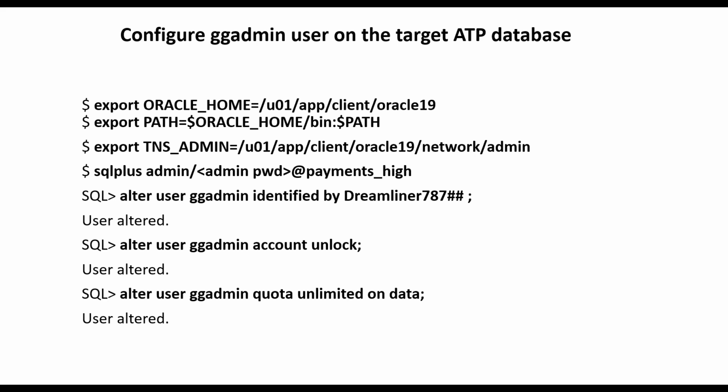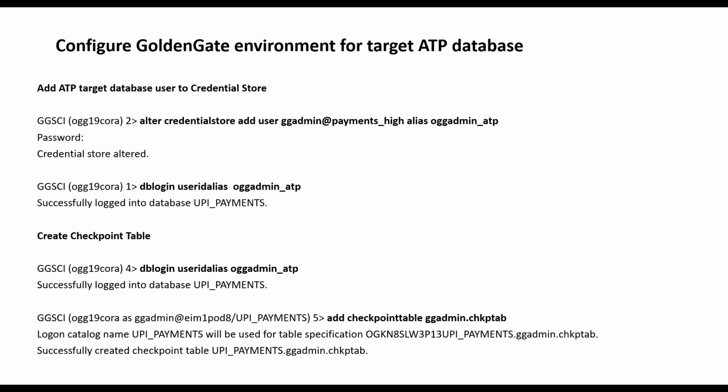So let me also explain, because some people have asked this, can I use my ATP database as a source for GoldenGate? No, not as yet. So I can only use my ATP as a target. I cannot replicate data in turn from this ATP database to maybe the ADW database. So the autonomous database cannot be used as a source for GoldenGate, but only as a target.